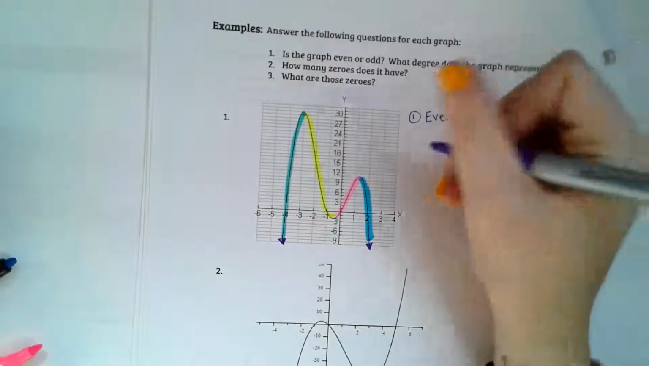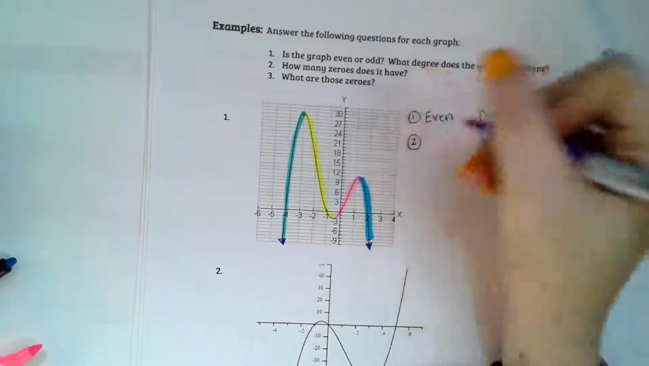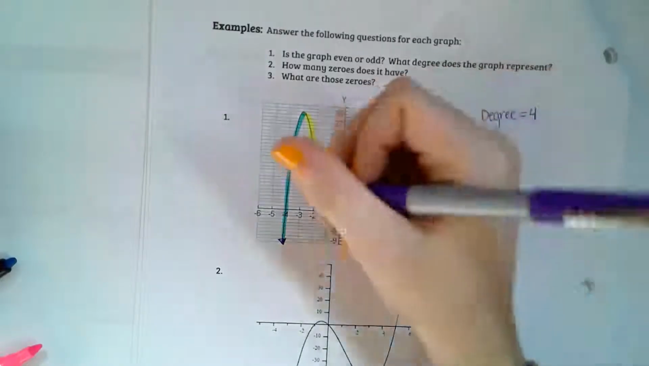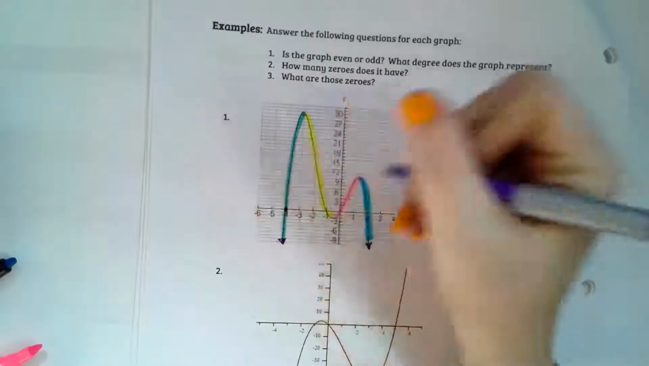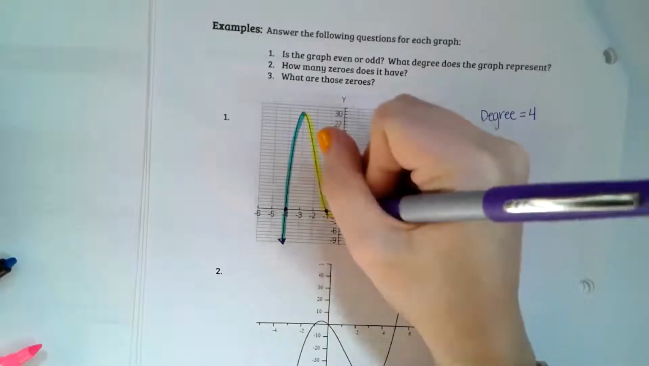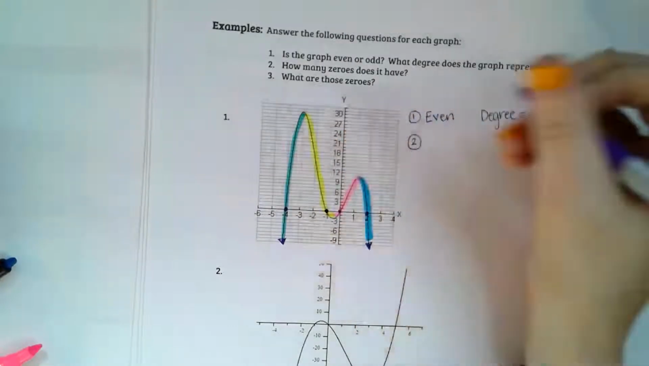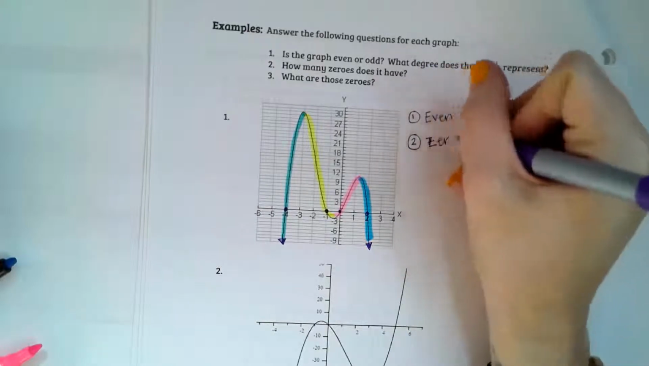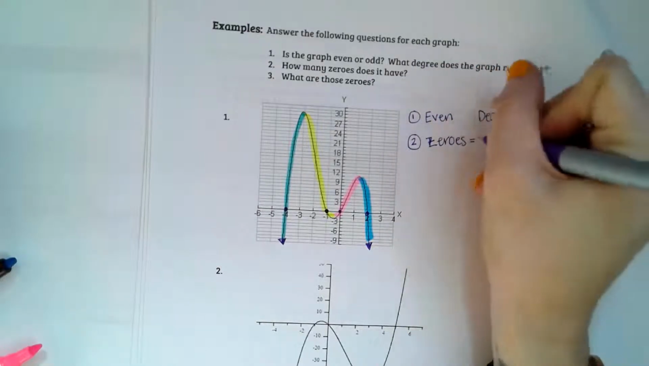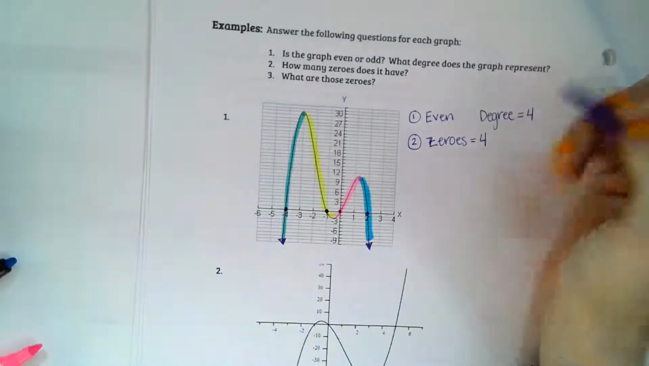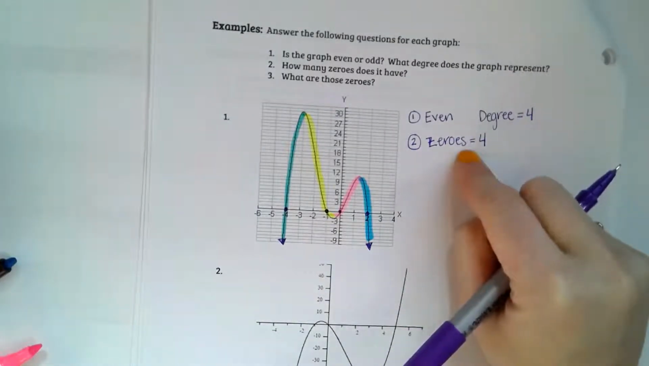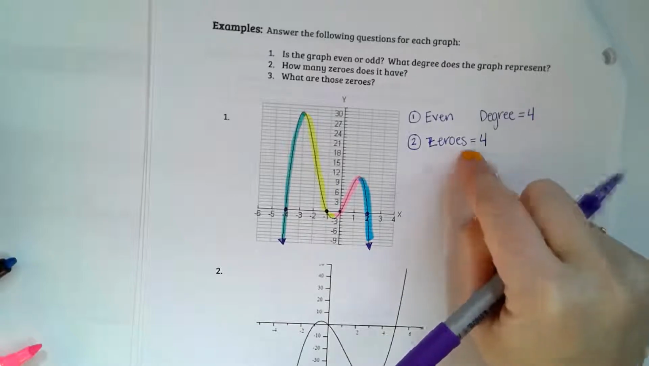So how many zeros does it have? The zeros are how many times it crosses your x-axis. So there are 1, 2, 3, and 4. Let's put zeros equals 4. Now your degree and your number of zeros should match. If they don't, then you've done something wrong, or they could be imaginary, and we'll talk about that here in a second.